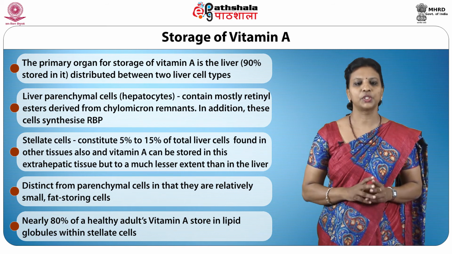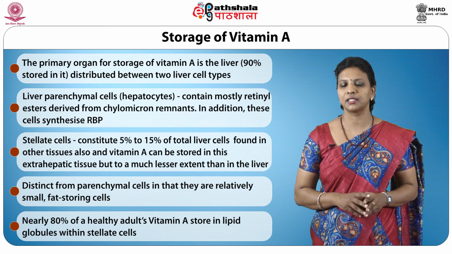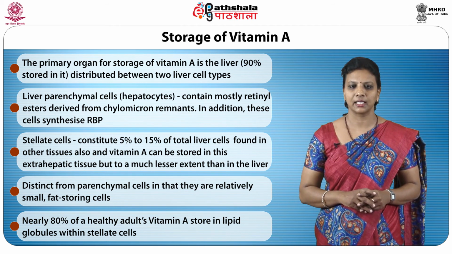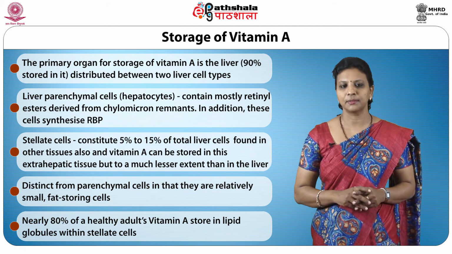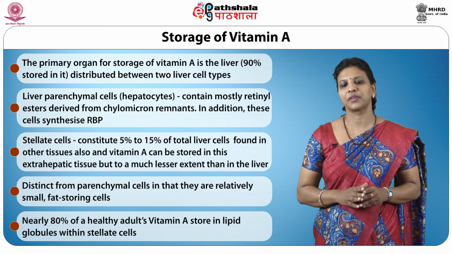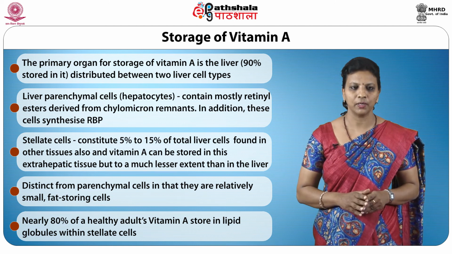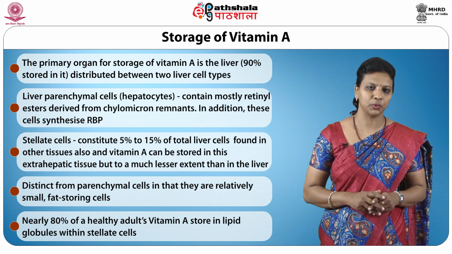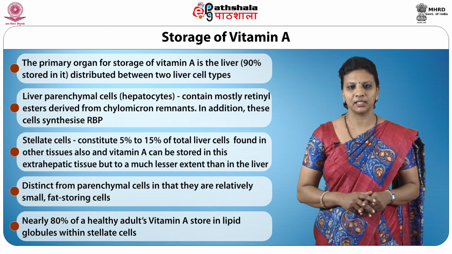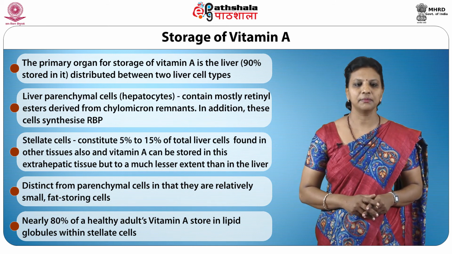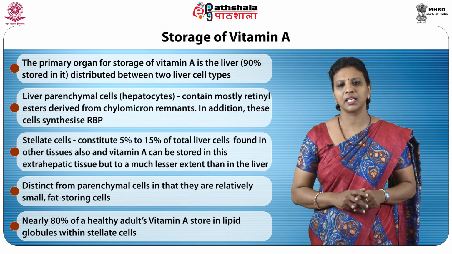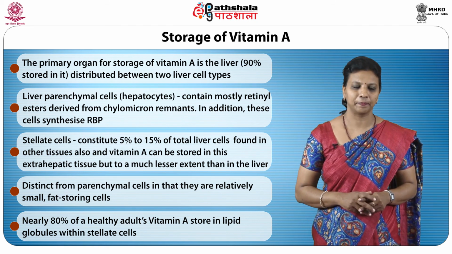Stellate cells, which constitute 5 to 15% of total liver cells, are distinct from parenchymal cells in that they are relatively small fat storing cells. Nearly 80% of a healthy adult's vitamin A store may be stored in lipid globules within these cells. Stellate cells are found in other tissues also, and vitamin A can be stored in this extrahepatic tissue, but to a much lesser extent than in the liver.